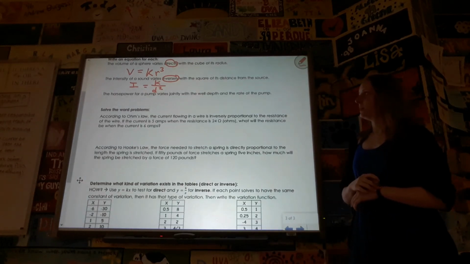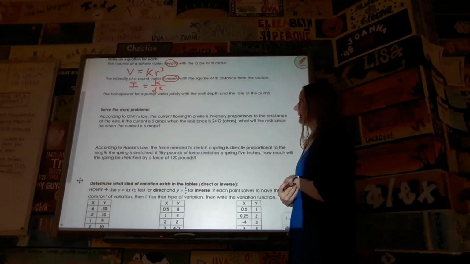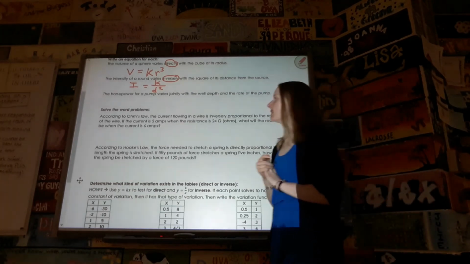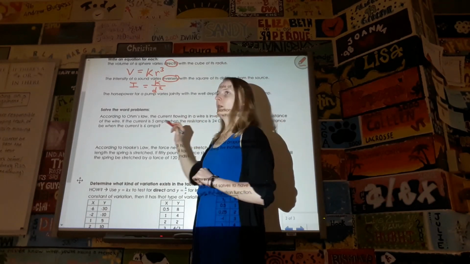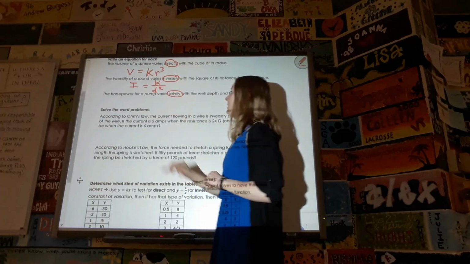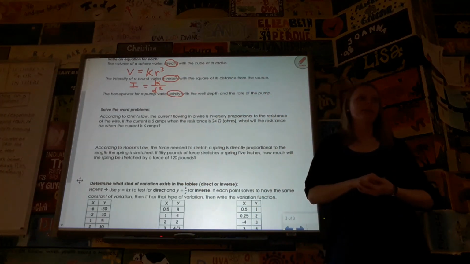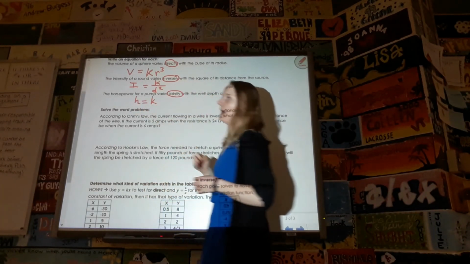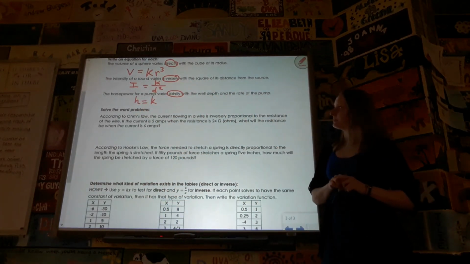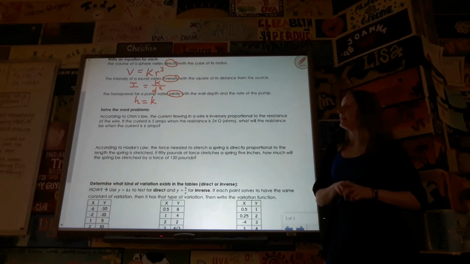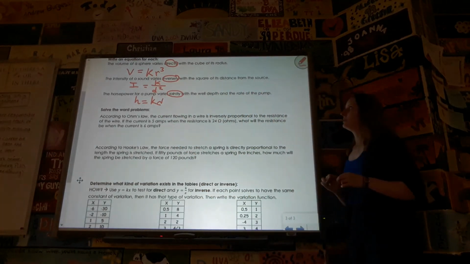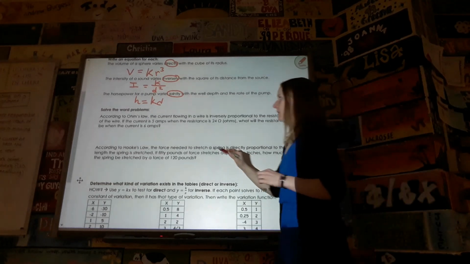Then the last one says the horsepower for a pump varies jointly with the well depth and the rate of the pump. What's our key word there? Jointly. All right, what should the variable be on the left side? H for horsepower. We have our K, jointly with the well depth, D for depth maybe, multiplication because it's jointly, and then rate of the pump, R.